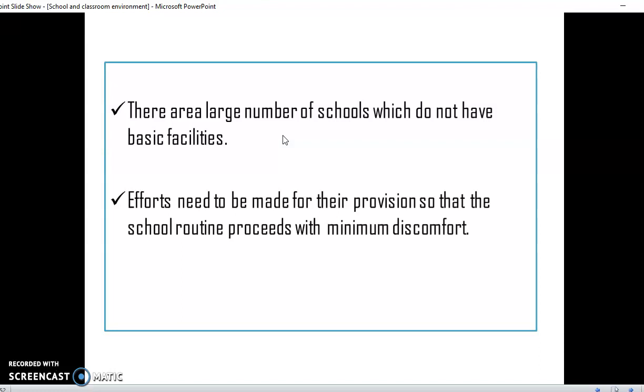And the first step is to get awareness about this particular situation, that something like this is happening somewhere. And we should strive to be a part of that change and bring about some change wherever possible. Efforts need to be made for their provision so that the school routine proceeds with minimum discomfort. So forget about discomfort. Discomfort is something which comes when you have some comfort. They don't know what comfort is. They don't know what it feels to be comfortable in school. To that level, that pathetic, the situation is.